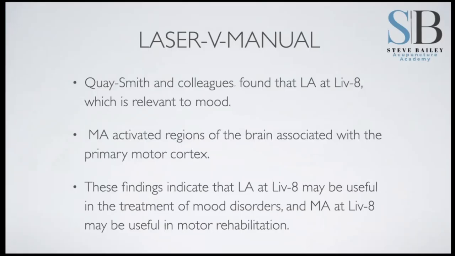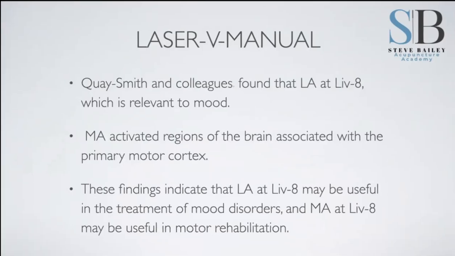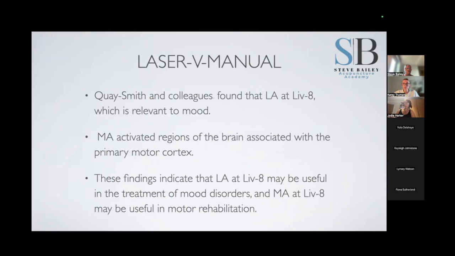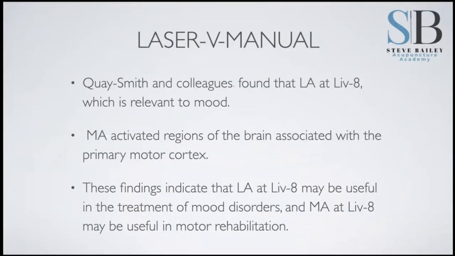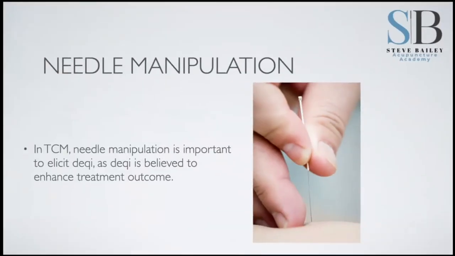So if you look at a study by Coy and Smith, they found that laser at liver 8, which is relevant to mood, in comparison to manual acupuncture at liver 8, is more associated with activating parts of the motor cortex, which is going to be better for motor rehabilitation. So that's the key difference between utilizing those two techniques on the same point.